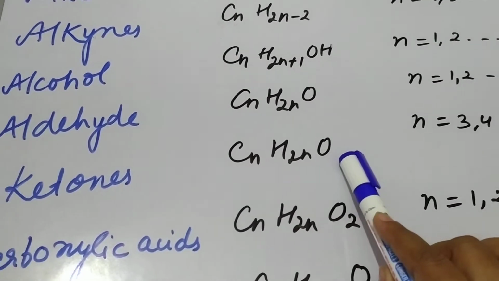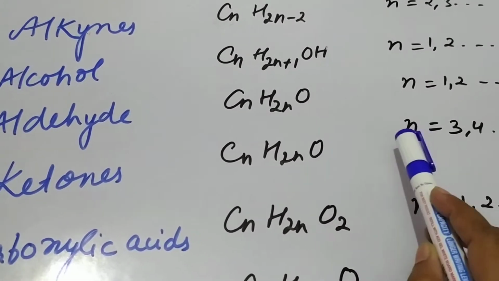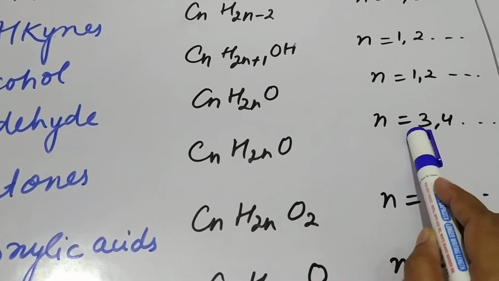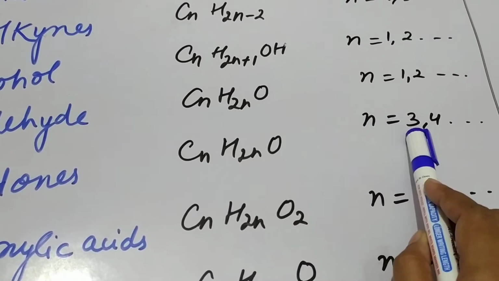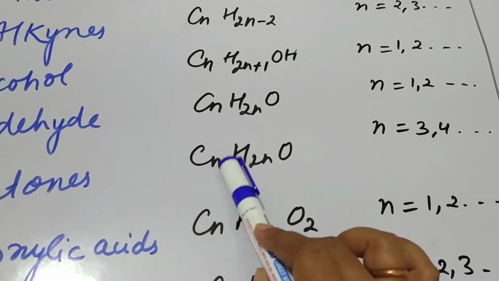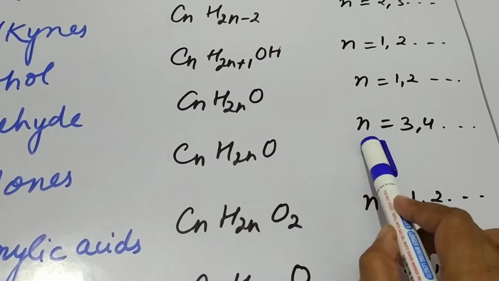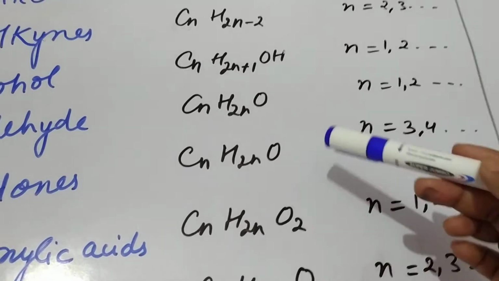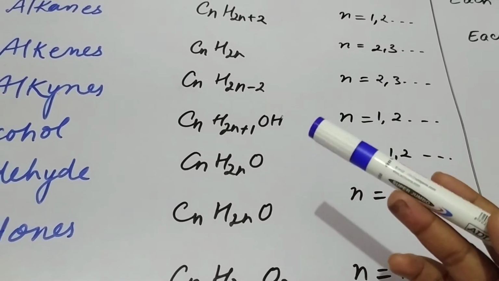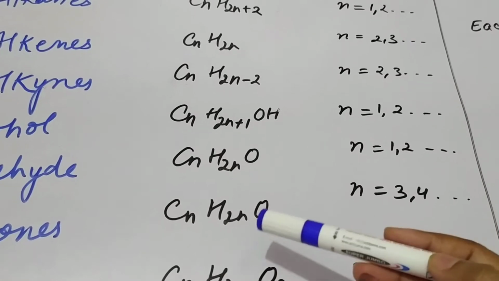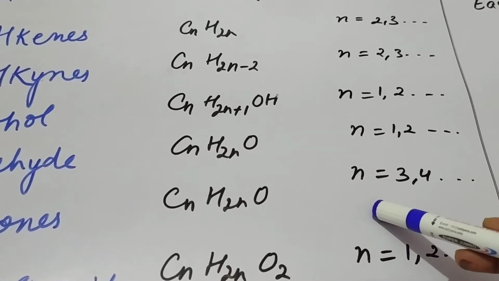If I ask you to write the formula of the fifth member of ketones, then here the starting value is 3. So the fifth member will have n equal to 7, and it will become C7H14O. So from knowing the value of n, you can calculate the formula of any member of any homologous series, knowing the general formula and the value of n.